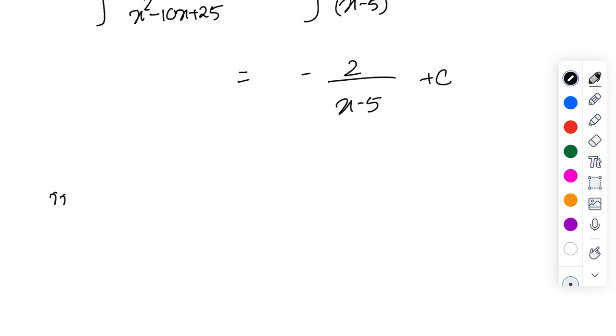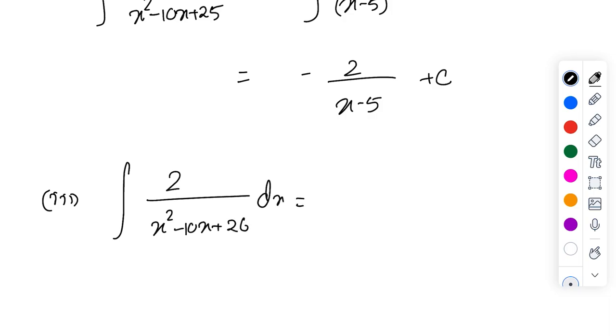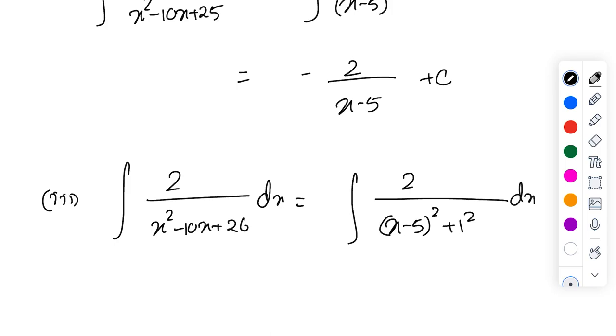Then part 3, integral of 2 upon x square minus 10x plus 26 dx. So it becomes integral of 2 upon x minus 5 whole square plus 1 square dx. So it becomes 2 times 1 upon a tan inverse of x upon a, that is x minus 5 upon 1, plus c. That's going to be the answer.